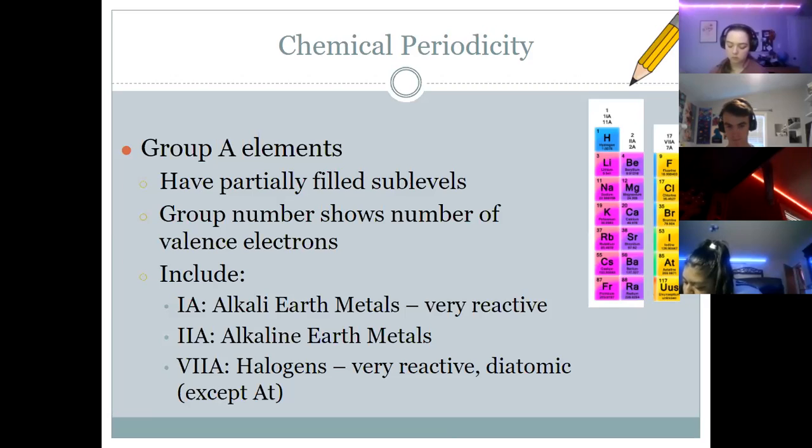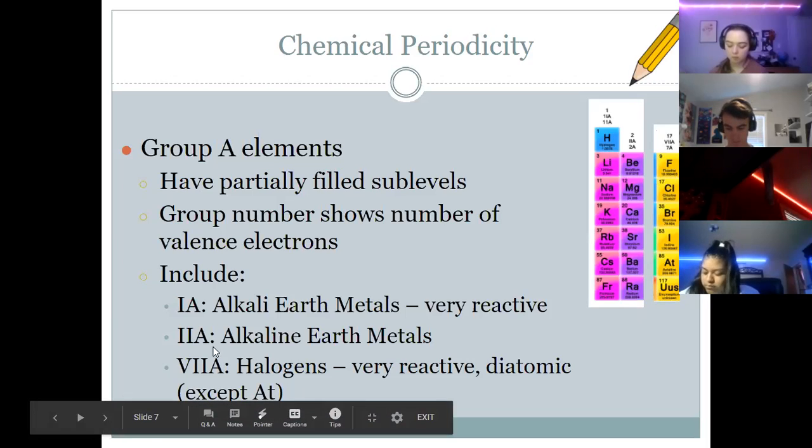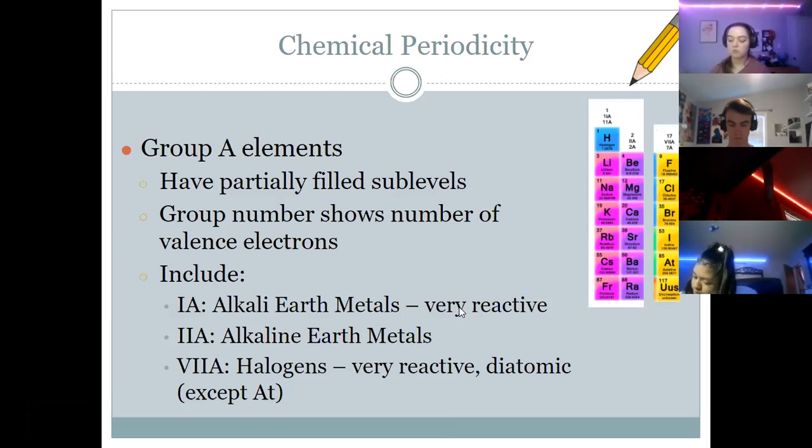And then you have group 7. Group 7, or 7A, are known as your halogens, and you need to know that term. They are the column right before your noble gases. So if you look on your periodic table, the column right before the noble gases, that's group 7A, and those are called your halogens.